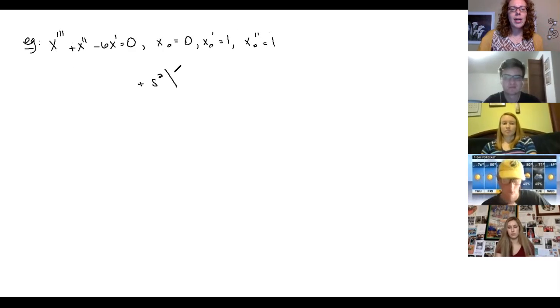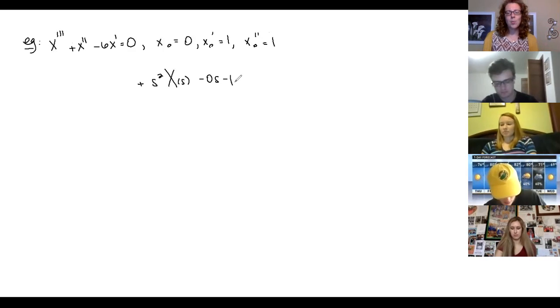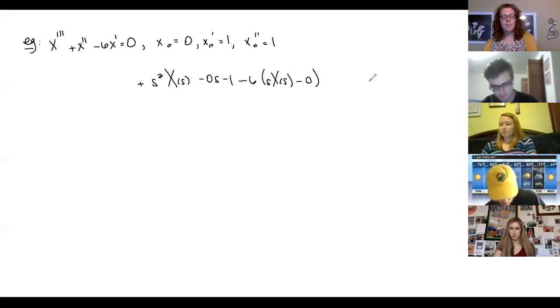So we've got s squared, capital X of s, minus 0s minus 1. That's my transform for x double prime. You should be relatively comfortable with that by now. We've got minus 6 times s capital X of s minus 0. That's my transform of x prime. We've got a negative 6 out in front. Transform of the right-hand side is just 0.